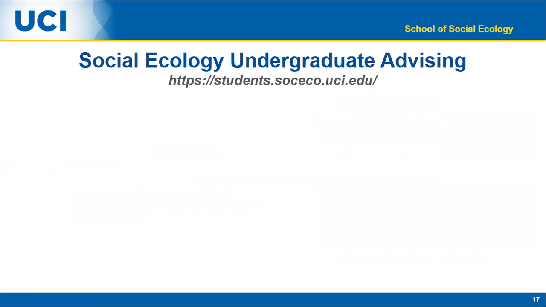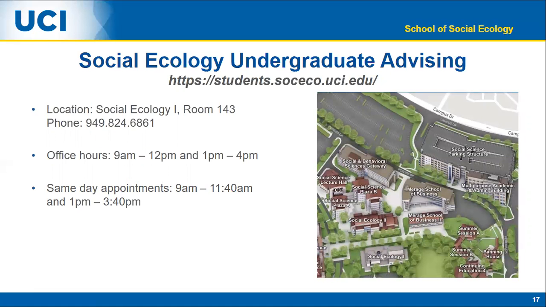So check that out. This is our website, students.soceco.uci.edu. You can kind of see where we're located down here in social ecology 2. We're in social ecology 1. We're over here, hiding. So you can see our phone number, you can see our website, and then our office hours. We're open Monday through Friday, 9 to 12 and 1 to 4. During the summer, we're open 10 to 12 and 1 to 4, but you can always email us or call us if you have any questions before you start in the fall.